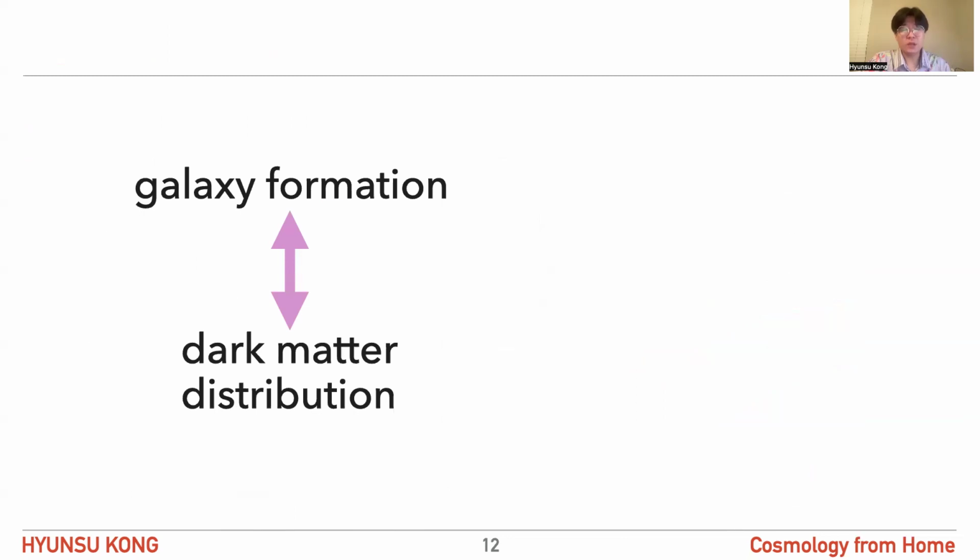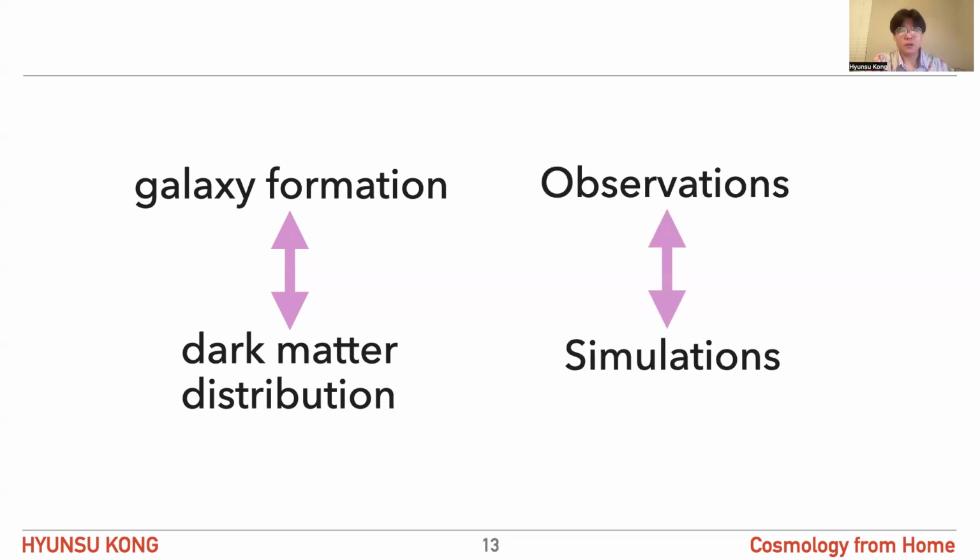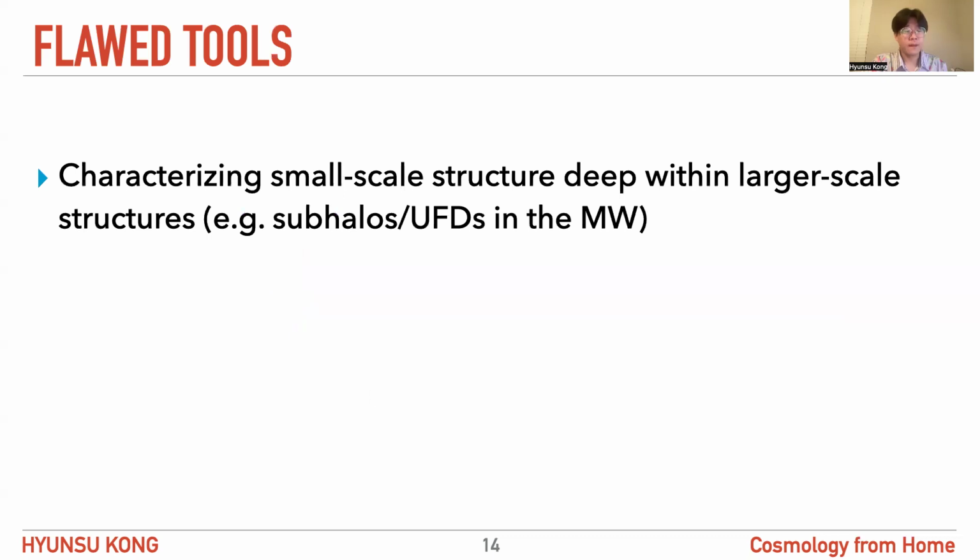This means that we need to understand the effects of galaxy formation on the dark matter distribution and vice versa, so that we understand the statistical properties of dark matter substructures that are relevant for these searches. We also then need to make accurate comparisons between observations and simulations, and simulations are the primary tool we use to study dark matter subhalos. To do that, we need to make sure we are accurately characterizing small-scale structures deep within larger-scale structures.